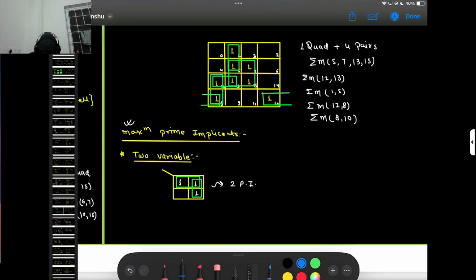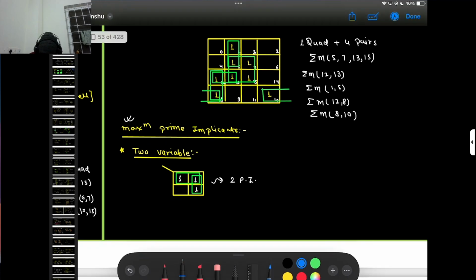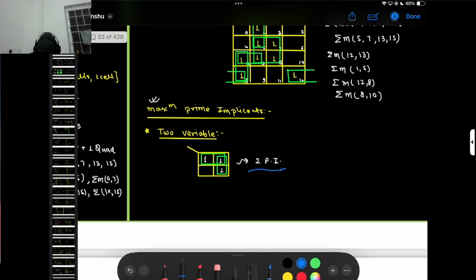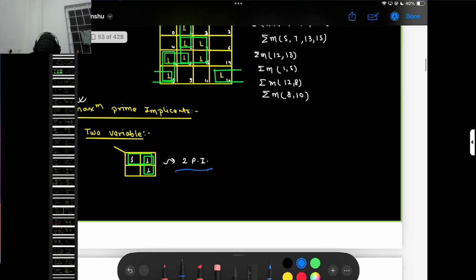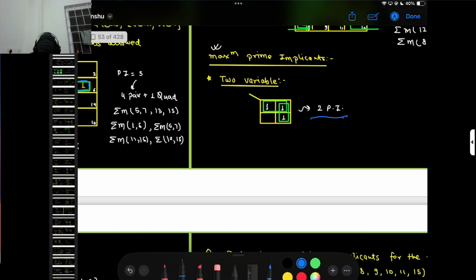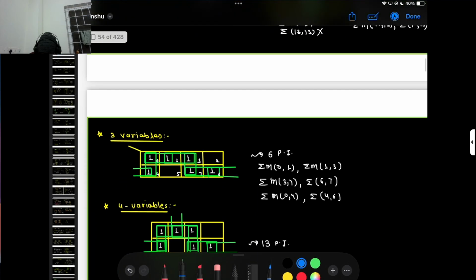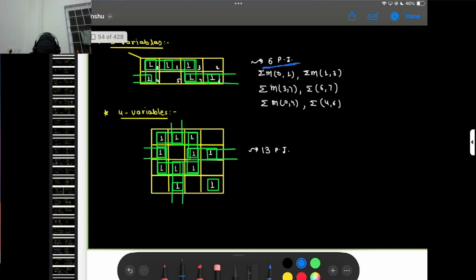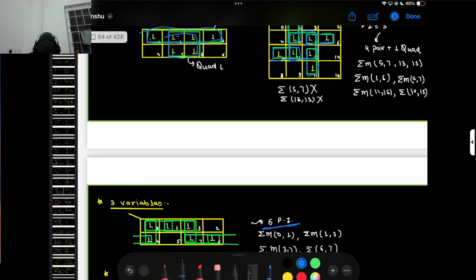So the maximum prime implicants for 2 variables is 2 PI. For 3 variables, that is 6 PI. And for 4 variables, 13 PI. That is the maximum number of prime implicants.